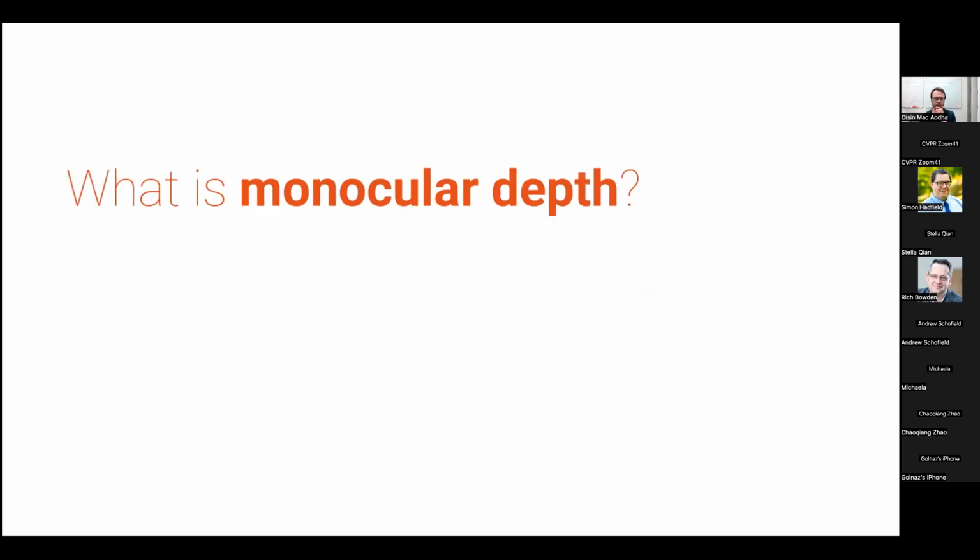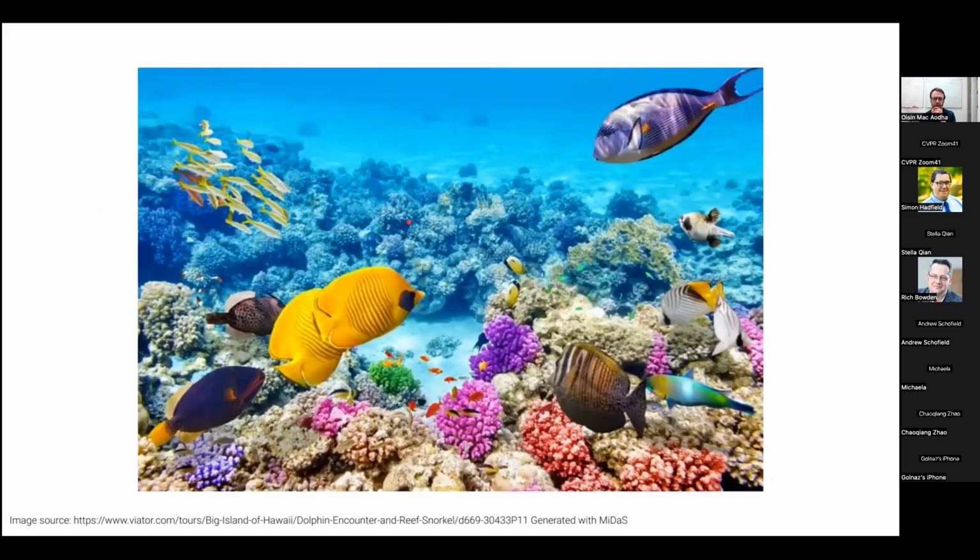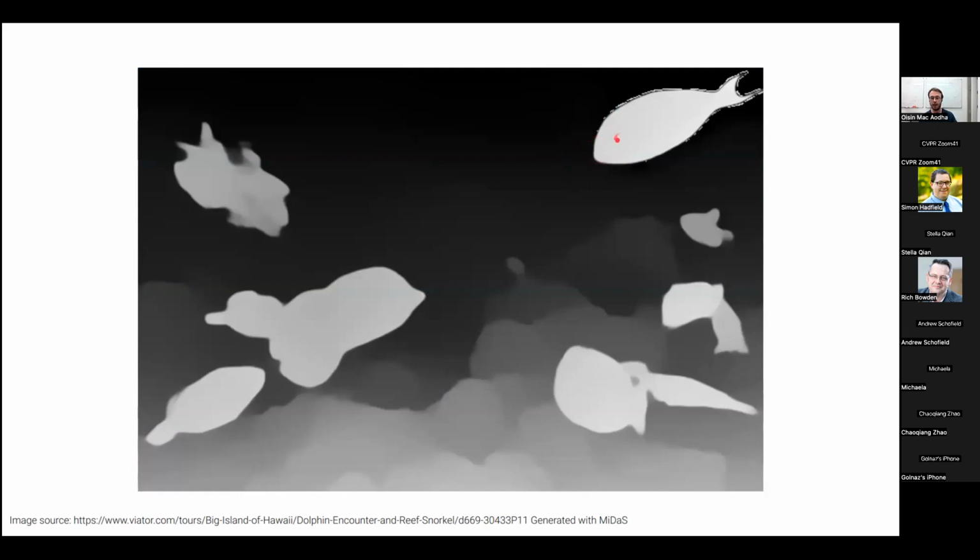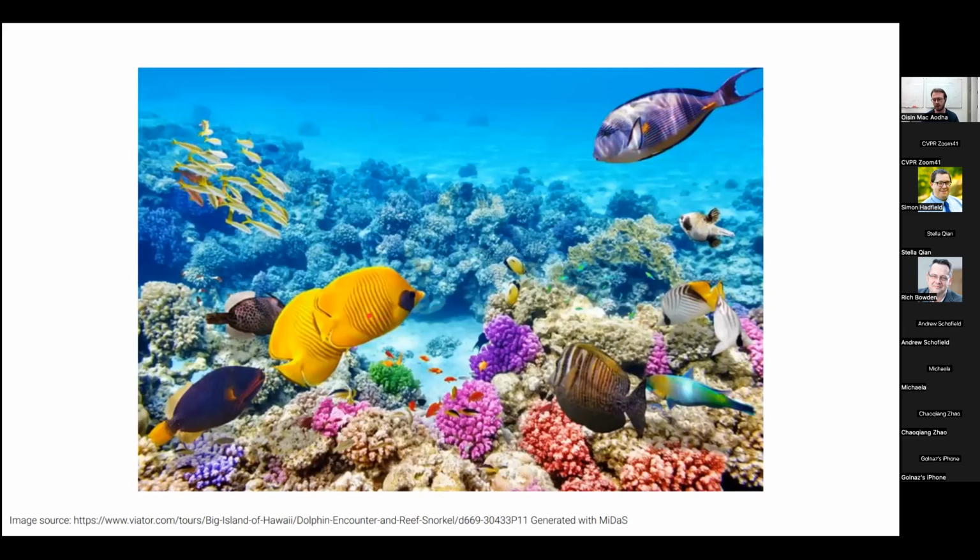Great. Okay, so I don't need to explain what monocular depth is, but I think people here will know that. If I was fortunate to be snorkeling off the coast of Hawaii and I took this photograph, in terms of the monocular depth task, what we'd like to be able to do is estimate the depth for each pixel in the image. So that should look something like this, where in this color coding, brighter colors mean that the objects are closer to the camera, and darker colors mean that they're further away.